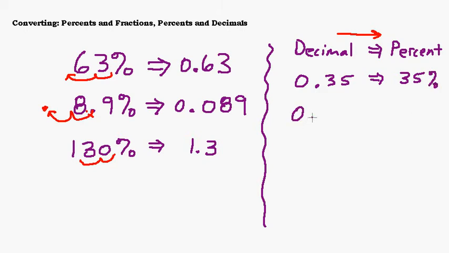How about 0.03? What would that be? 2 places to the right, 3%.